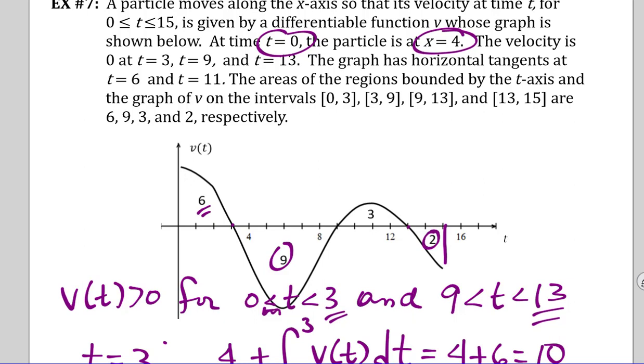All right, and then after that, once we got to 3 seconds, it's going to be at 10. 4 plus 6 gives us 10. Okay? But then at 9 seconds, it would have come back to a position of 1. And in order to get from 10 to 1, we have to go through 4. So far, twice, right? It happened at 0.